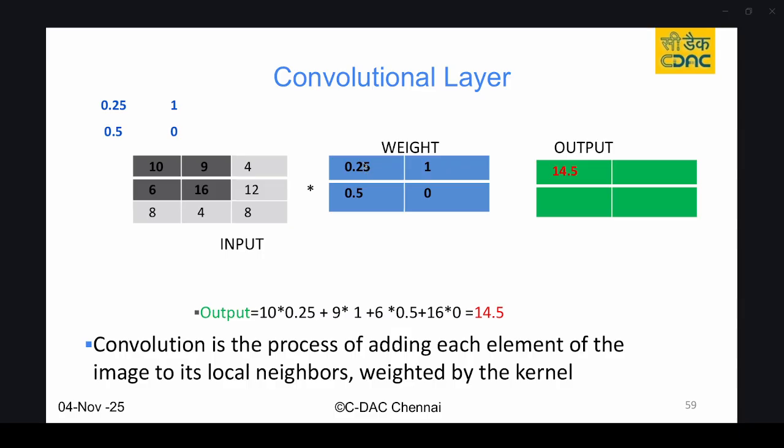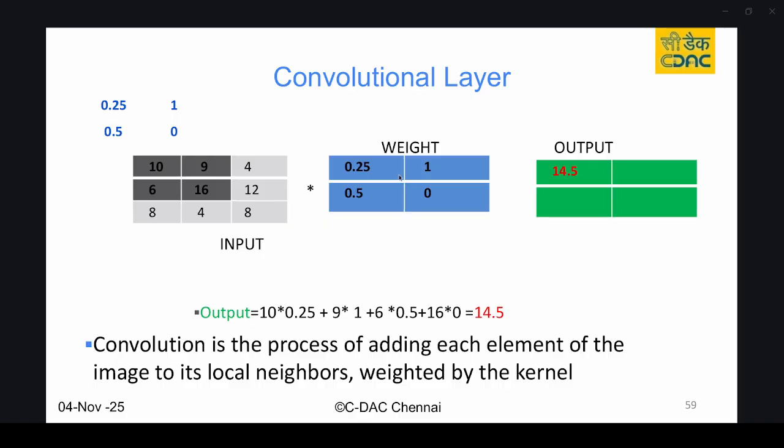Here I have a 2 cross 2 matrix. So every 2 cross 2 of the input image is multiplied with the weight matrix. So 10 into 0.25 plus 9 into 1 plus 6 into 0.5 plus 16 into 0 becomes 14.5. That is written in the output matrix. This process is called the convolution process: adding each element of the image to its local neighbors, weighted by the kernel. So the weight matrix is also called the kernel.